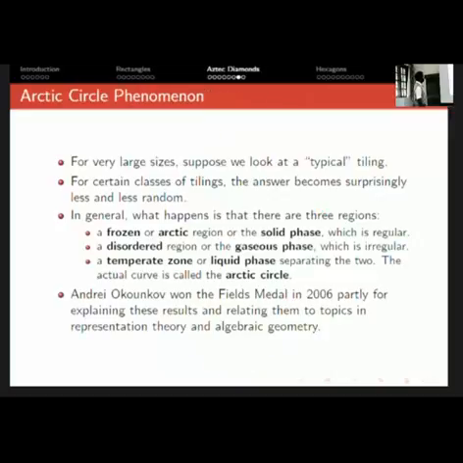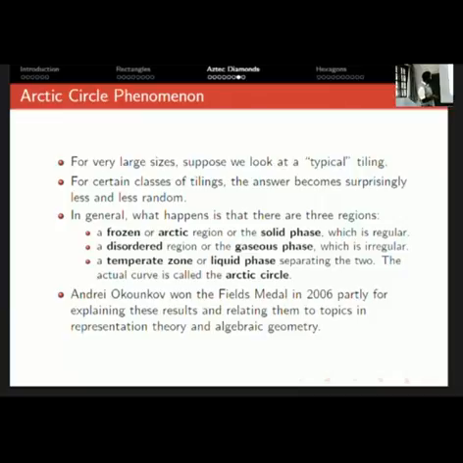So there is a disordered region, and there's also an analogy to the phases of matter. The frozen region is like a crystal. Everything is set, so it's called a solid phase. The region in the center is highly disordered. You can't get any structure. It's like a gas, so it's called the gaseous phase, highly irregular. And there's a liquid phase that separates them. This is another very evocative terminology that one can use. This is the rough classification of what happens for a large random tiling of the Aztec diamond.